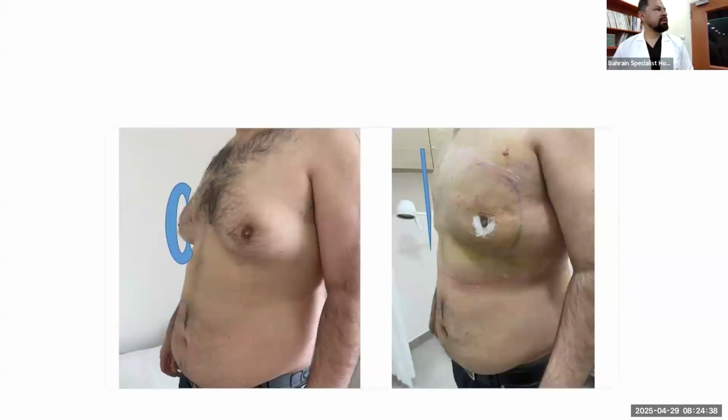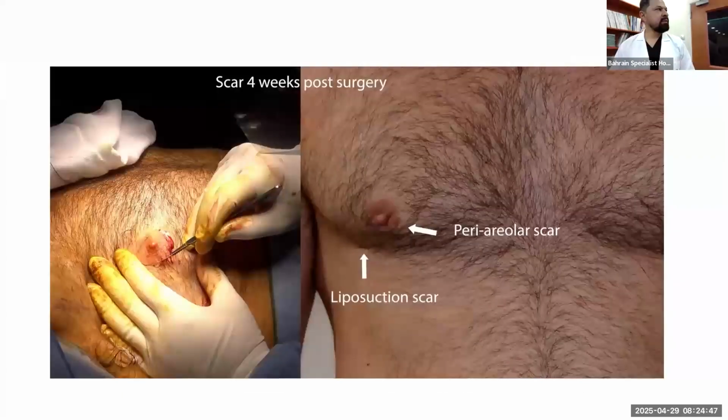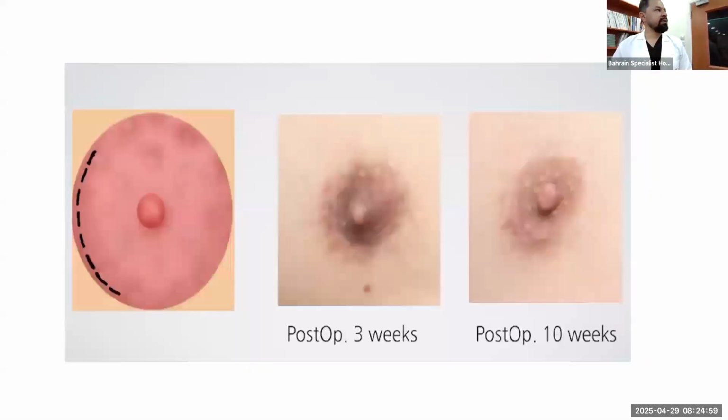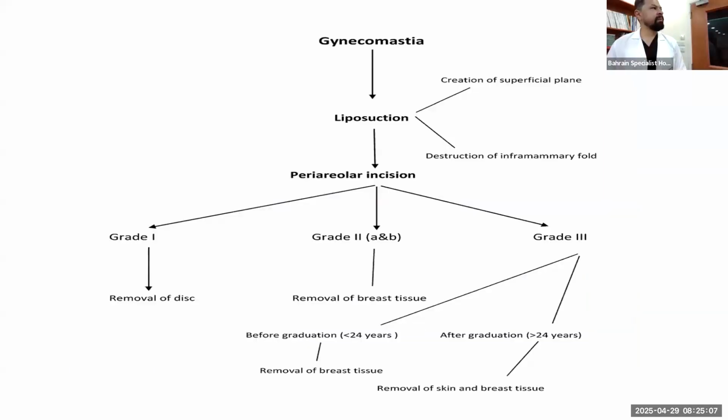So these are, you can see the transformation, there's a bulge or a C kind of thing, and now after that it is flat. After 4 weeks, you can barely see the scar and even the liposuction scar. This is the way we extract the gland from the transnipple. This is areolar incision, post-op 3 weeks, and post 10 weeks, you barely see the scar.